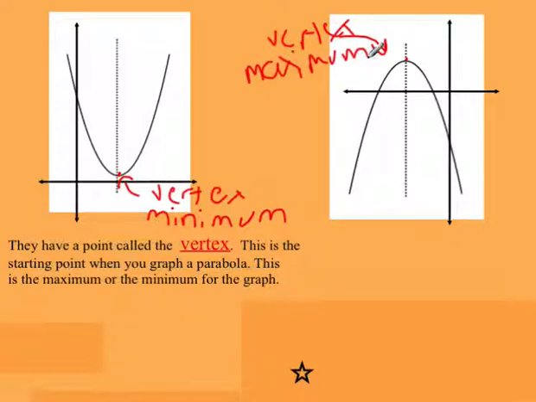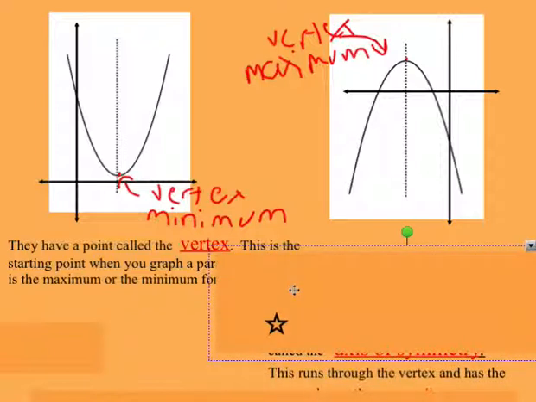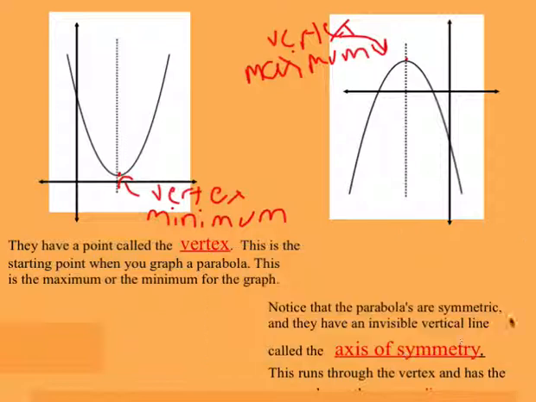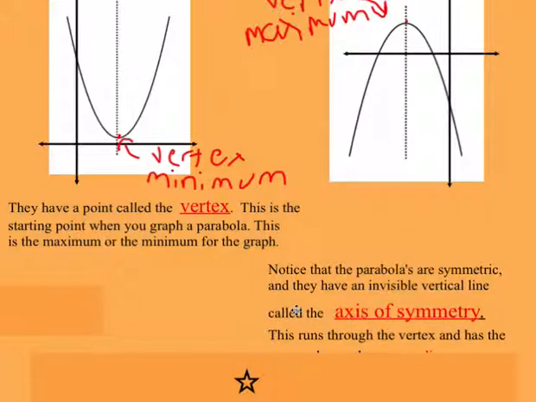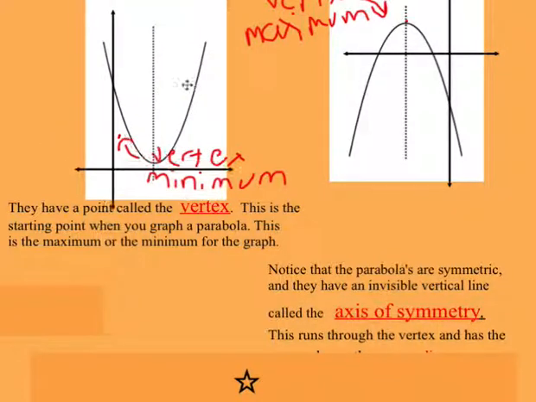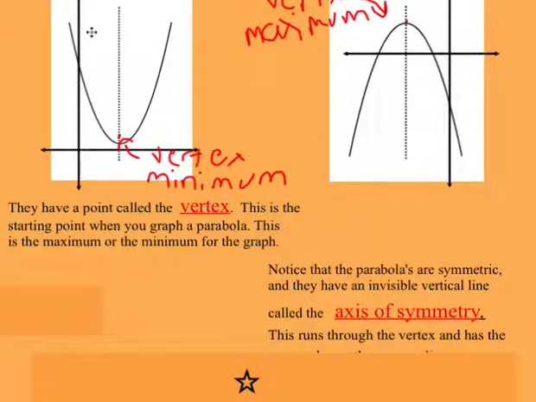Okay? Also, within these graphs, let's get rid of this here. Next, we notice that the parabolas are symmetric. So they have an invisible line going through them, but we actually draw it as just a dashed line going through it. And that's known as the axis of symmetry.